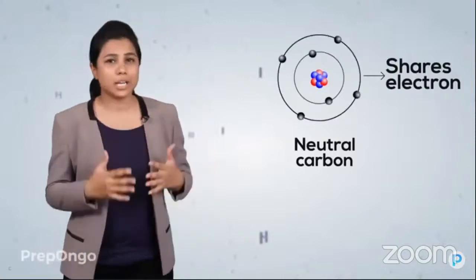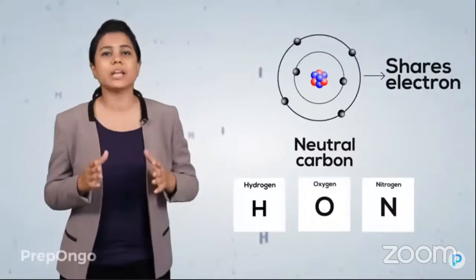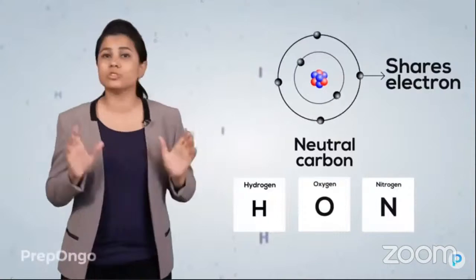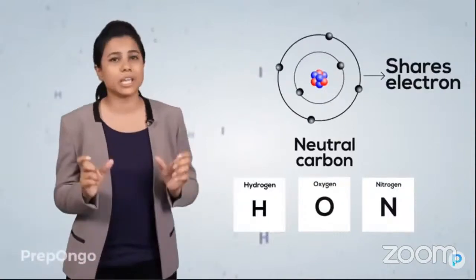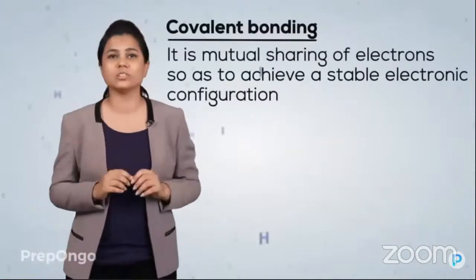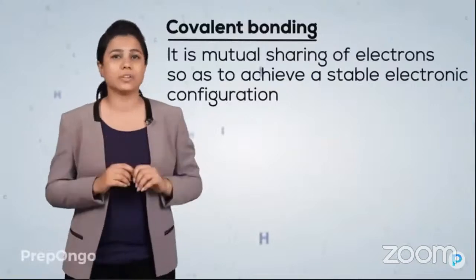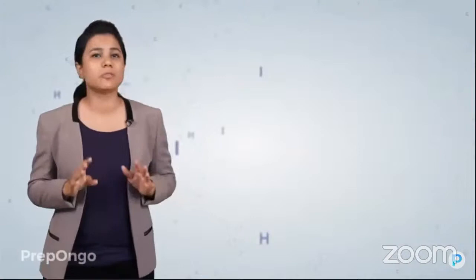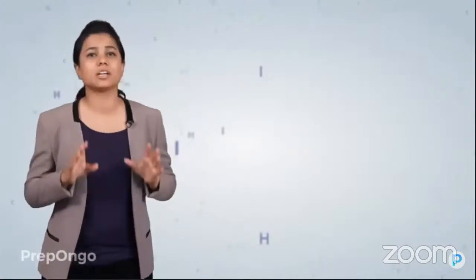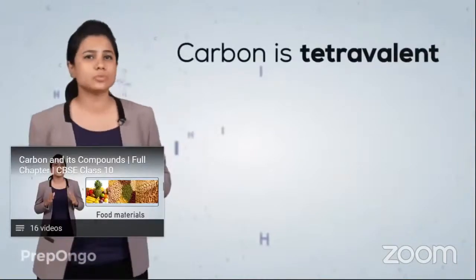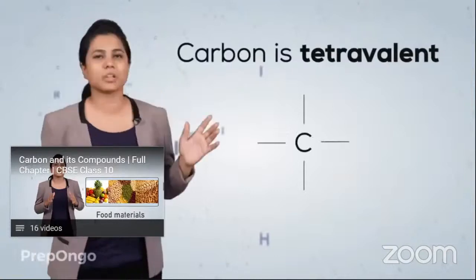But not only carbon but other elements like hydrogen, oxygen and nitrogen also form compounds by sharing of electrons. Now this sharing has equal number of electrons from both the atoms so as to achieve a stable electronic configuration. So we can define covalent bonding as mutual sharing of electrons so as to achieve an electronic configuration which stabilizes each of the atoms. Since carbon gets 4 electrons by sharing of electrons, it will form 4 covalent bonds, which means it has a covalency of 4. Therefore, we can say carbon is tetravalent. So its bonds will be shown by 4 single bonds.